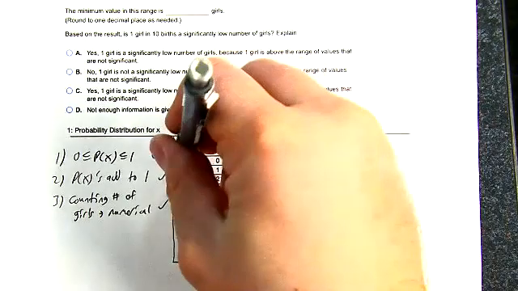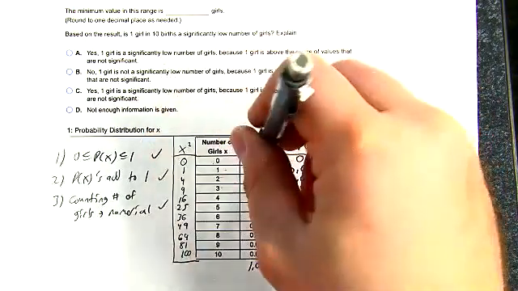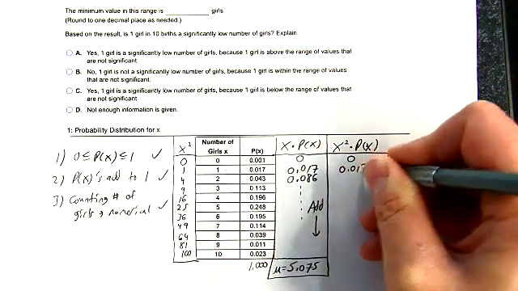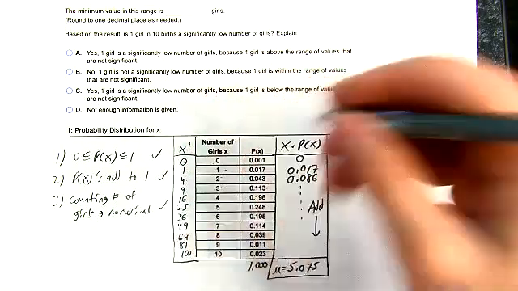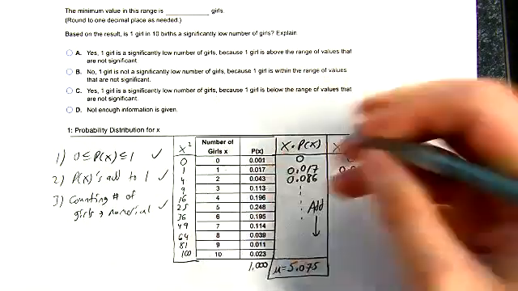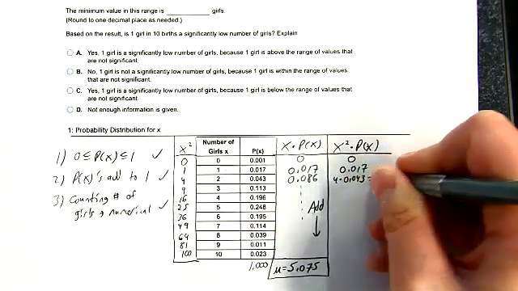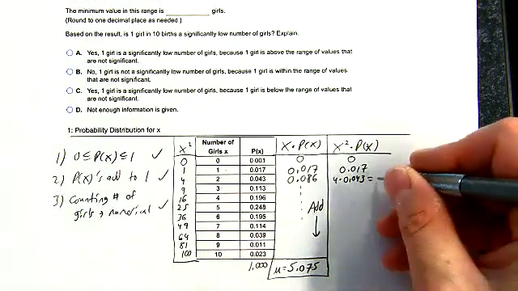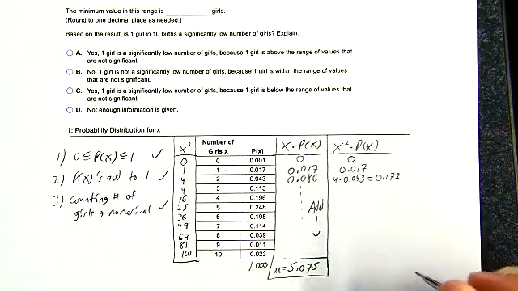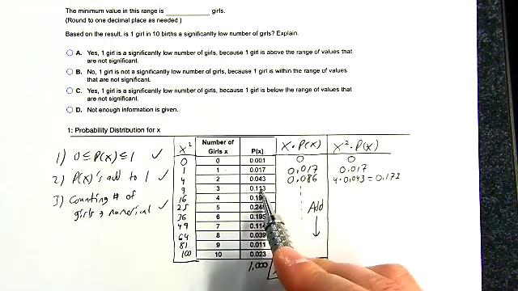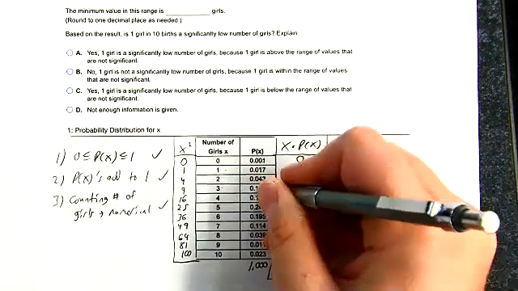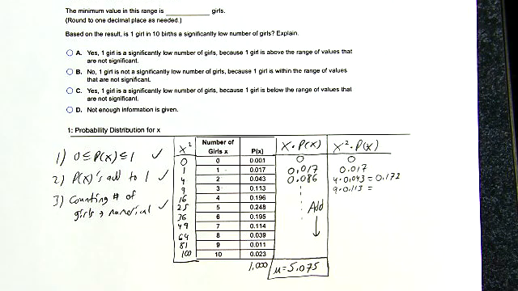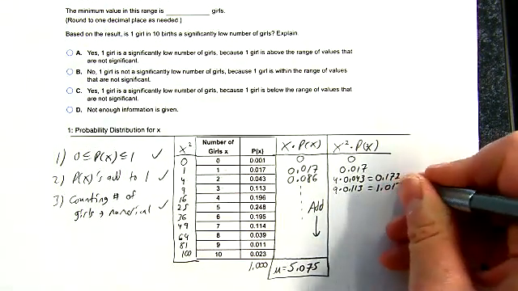Now we're going to take each of these numbers times this P(x). So 0 times this would be 0. 1 times this would be 0.017. This would be 4 times 0.043. And if you do that, you'll get 0.172. Let me do just one more so you can see the pattern. 9 times this one, 0.113. And if you do that, you should get 1.017.